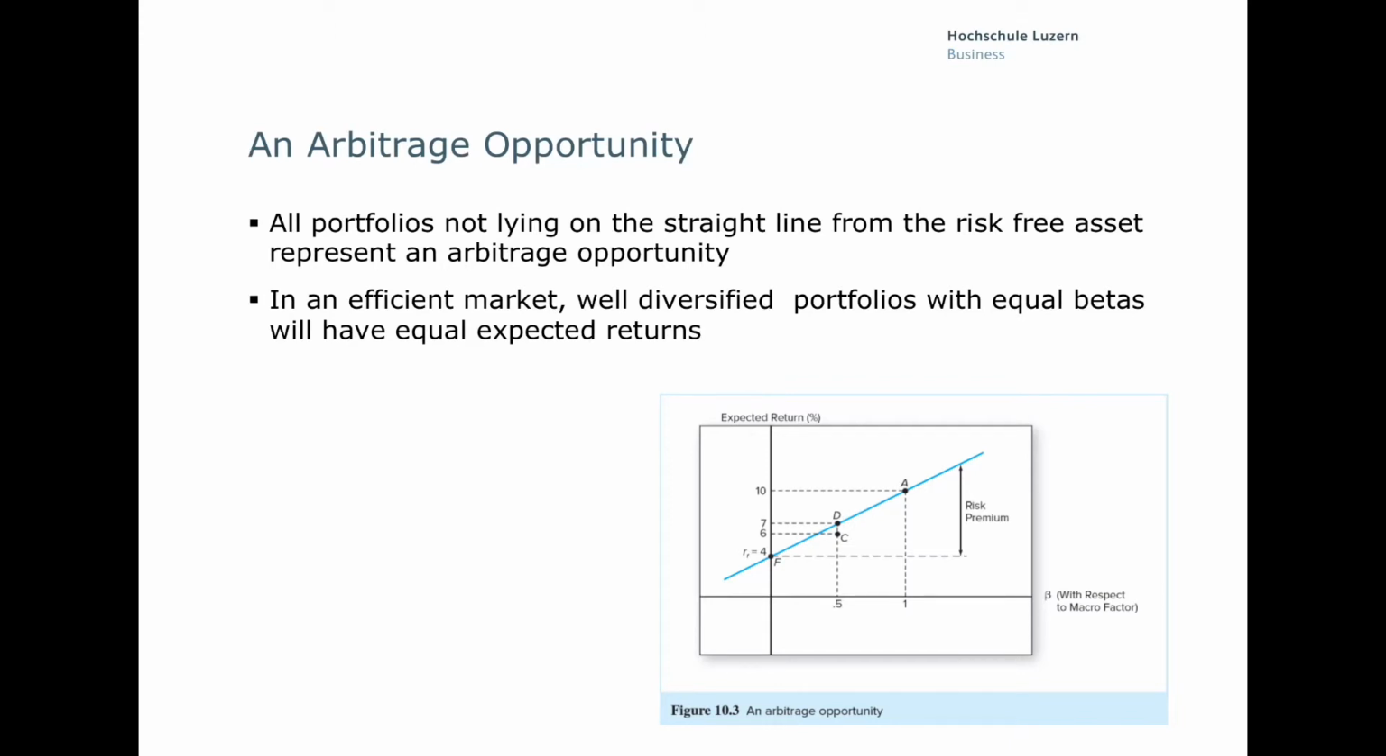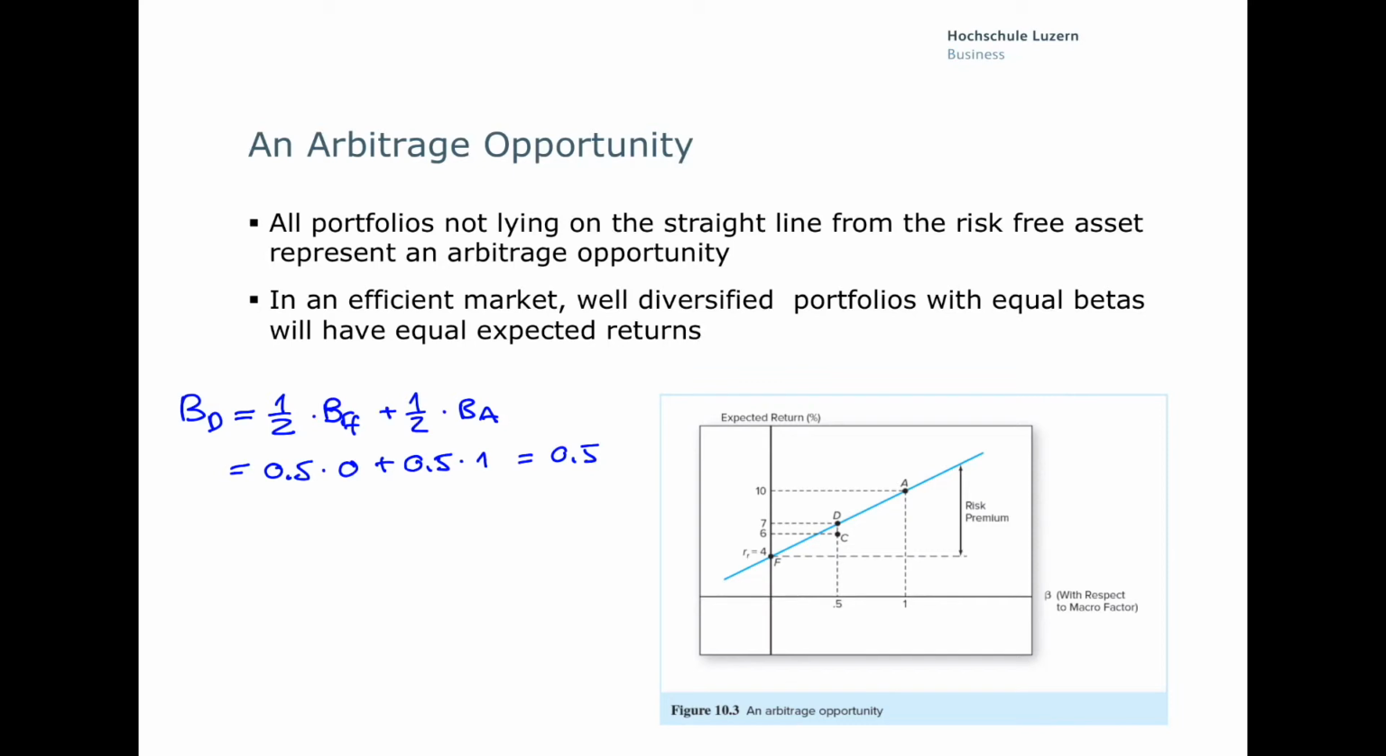Suppose that the risk-free rate is 4% and that a well-diversified portfolio C with a beta of 0.5 has an expected return of 6%. Portfolio C plots below the line from the risk-free asset to portfolio A. Consider, therefore, a new portfolio D composed of half of portfolio A and half of the risk-free rate.